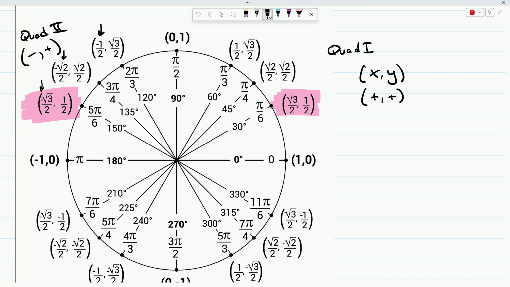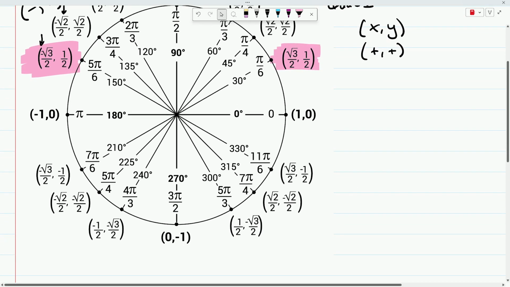Now, if we look down in quadrant 3, both cosine and sine are going to be negative.